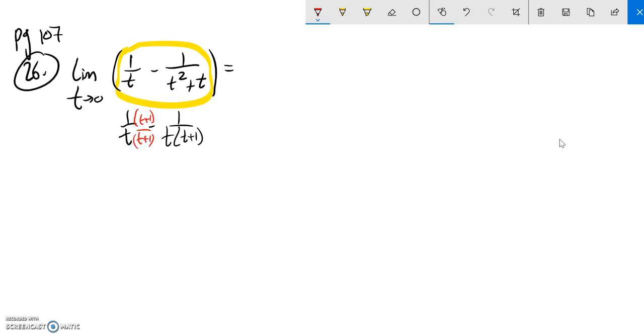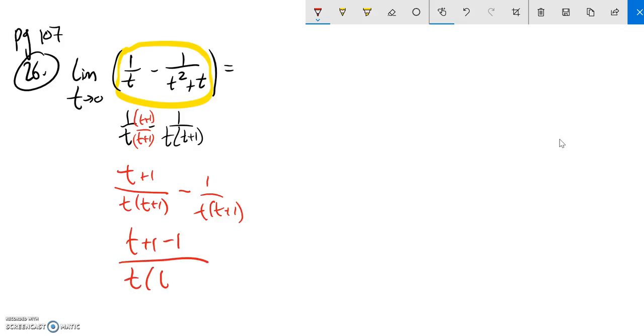And notice if I do that, I get 1 times t plus 1 is t plus 1 over t times t plus 1, minus, that's just a 1, over t times t plus 1. And now that they have a common denominator, now I can add them together. So I have t plus 1 minus that 1 over just the denominator.